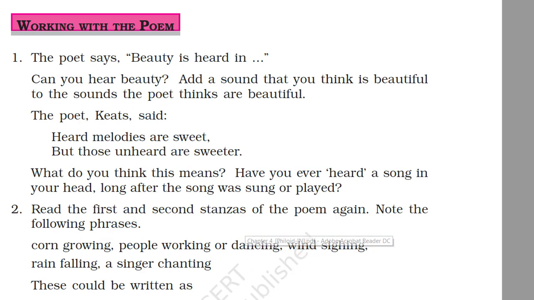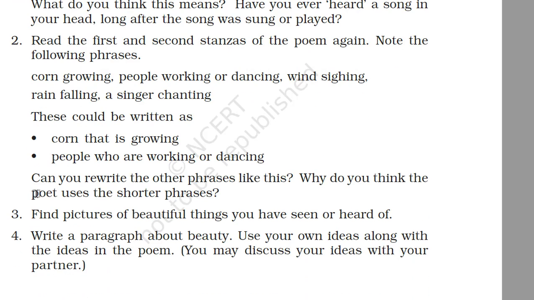Okay, let's see the second one. Read the first and second sentence of the poem again. Note the following phrases: corn growing, people working or dancing, wind sighing, rain falling, a singer chanting. This could be written as corn that is growing, people who are working or dancing. Can you rewrite the other phrases like this?